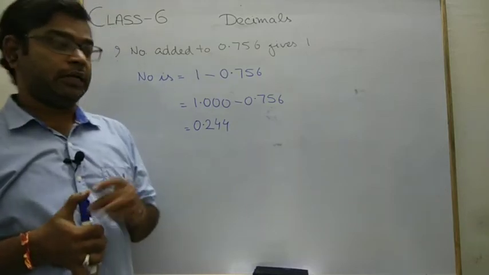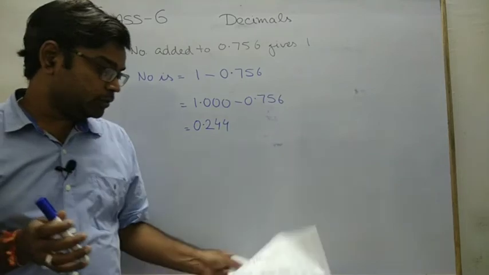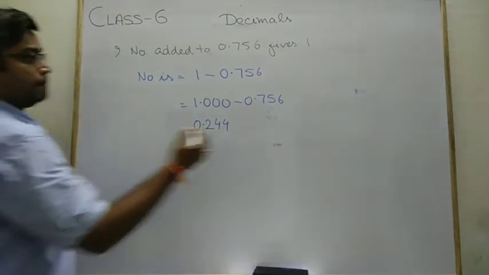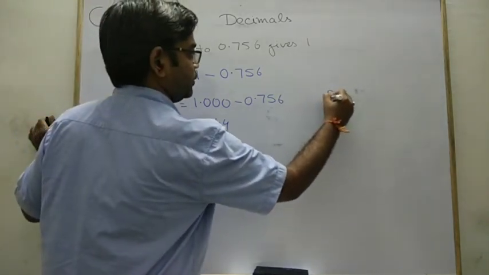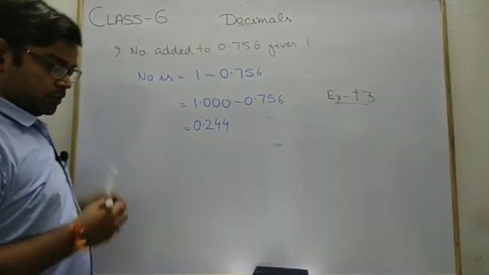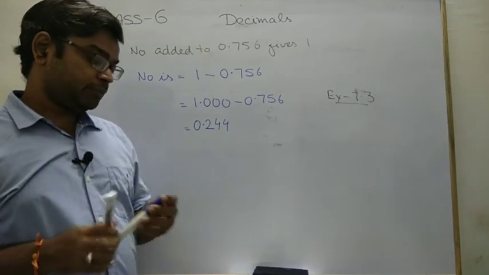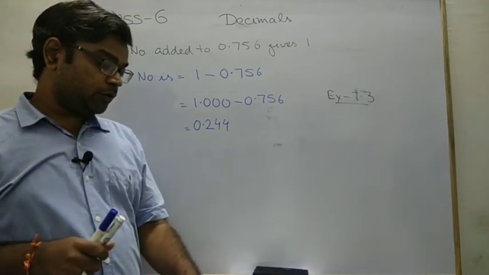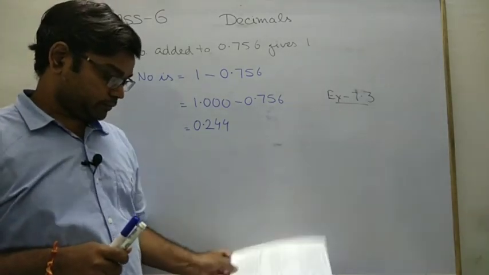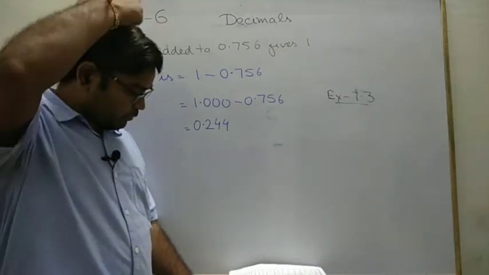Now that's all for today. All of you must complete exercise 7.3 of your book. There are only 4 questions, and in those 4 questions there are some sub questions, but I am going to ask you one question. This time my question is with you.